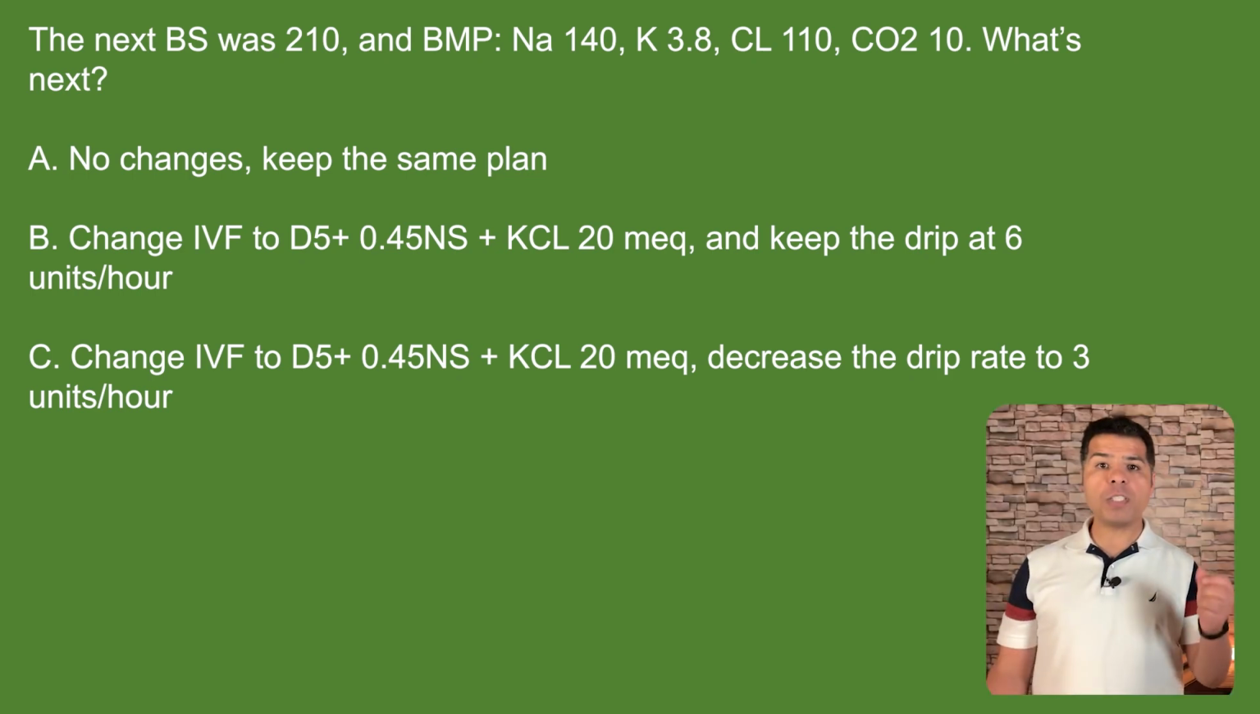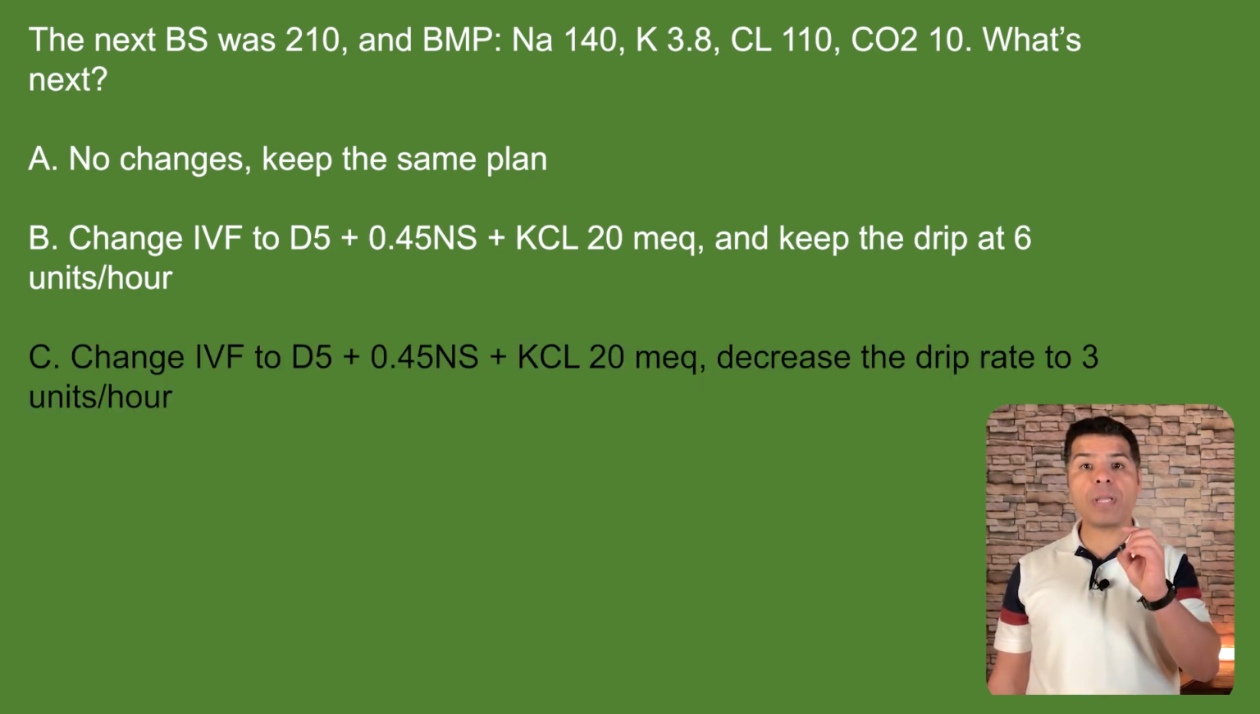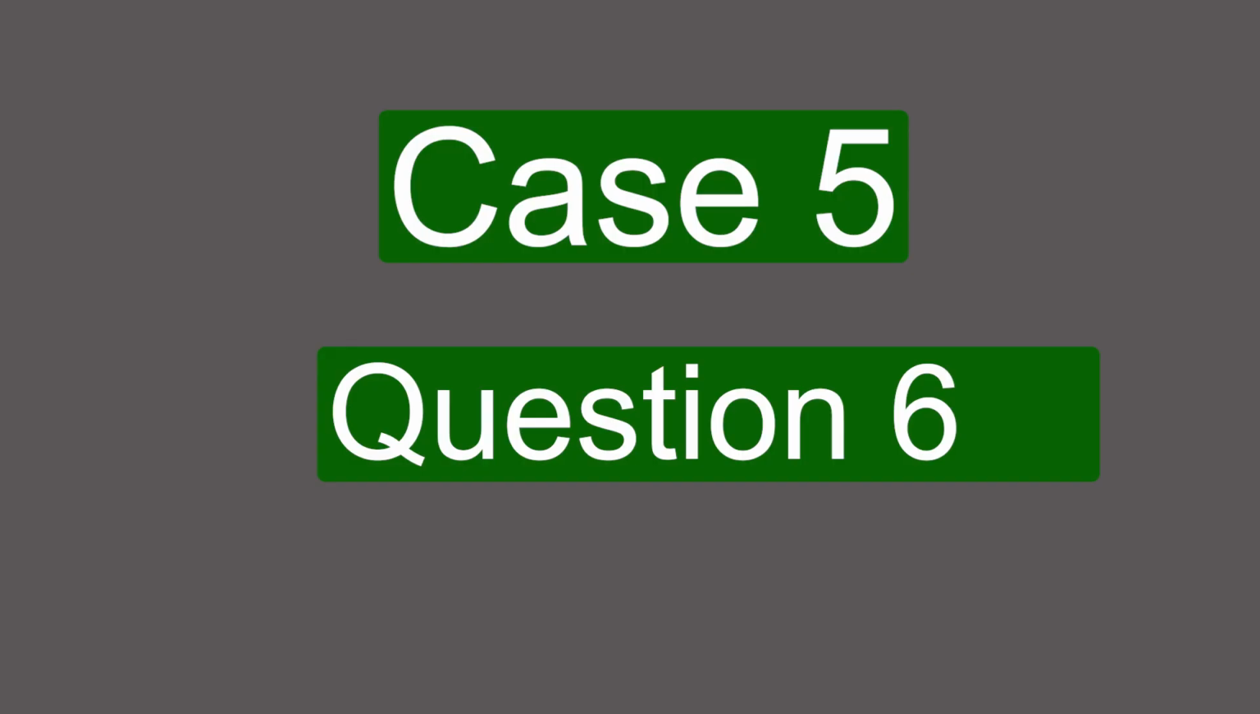Two things here: blood sugar drops below 250, and the corrected sodium is 140 and anion gap remains elevated, which means we need to add dextrose solution. Change the fluid to 0.45 NS and decrease the drip to 0.02 to 0.05 units per kg per hour.